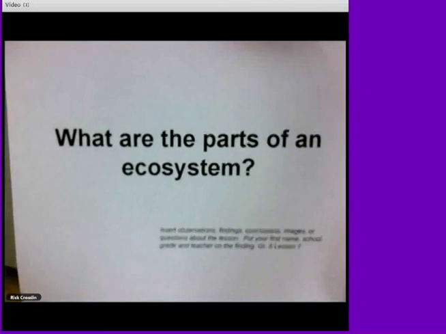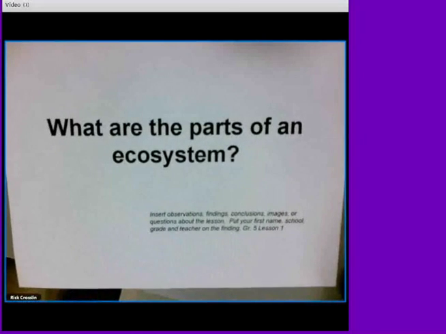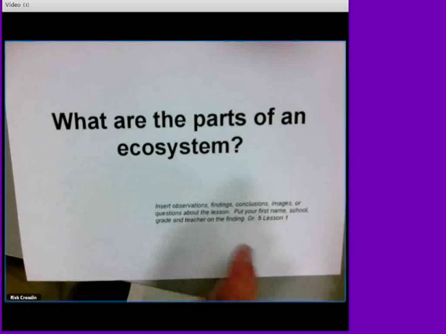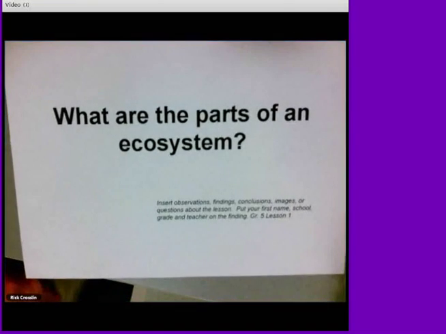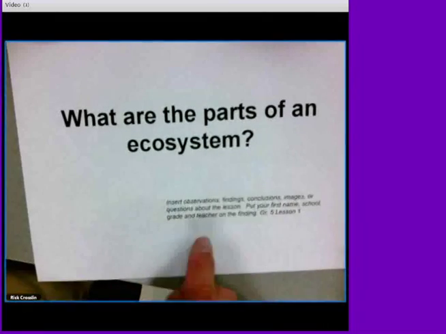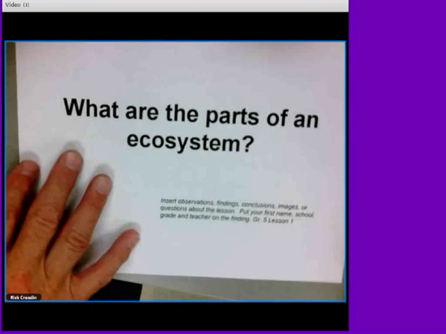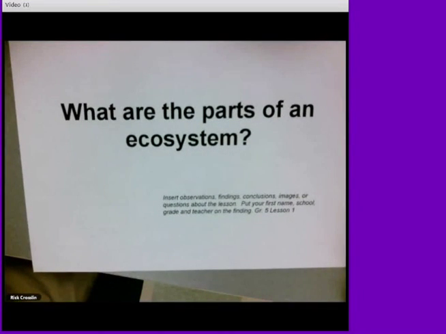You see, on Google Docs, I have a slide that says, what are the parts of an ecosystem? And here's where you and your teacher will insert your observations, your findings, your conclusions, images, or even more questions about this lesson. Make sure you put your name on it and what school you're at, because there's over 40 different 5th grades here in Wayne Township. And I look forward to joining back and sharing with you what we learned about these cool ecosystems, and especially the Amazon River ecosystem.